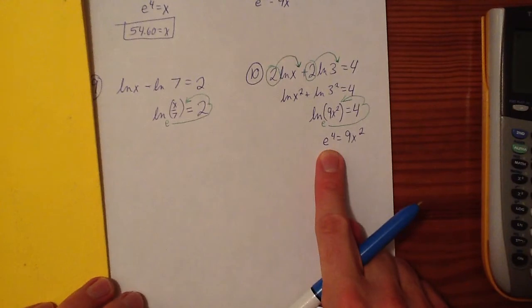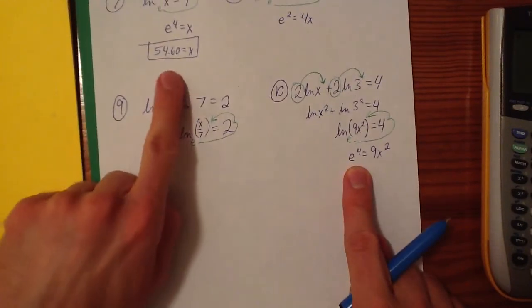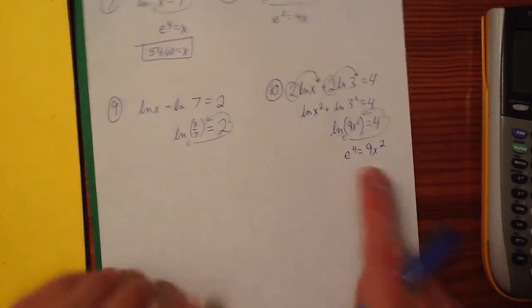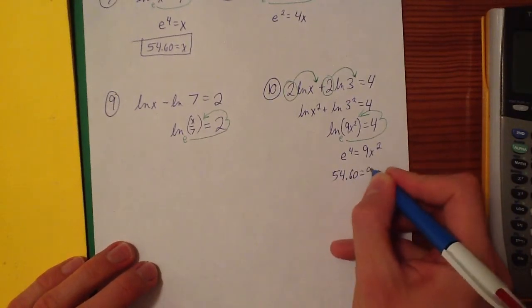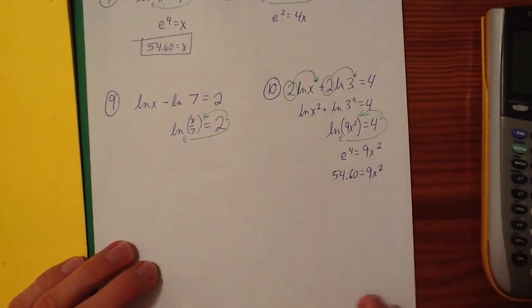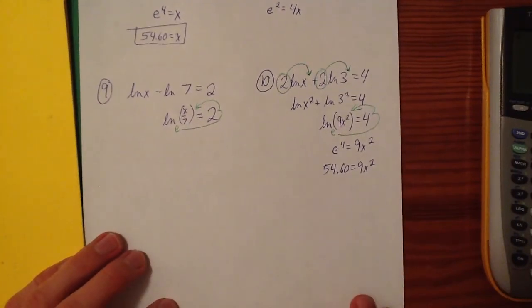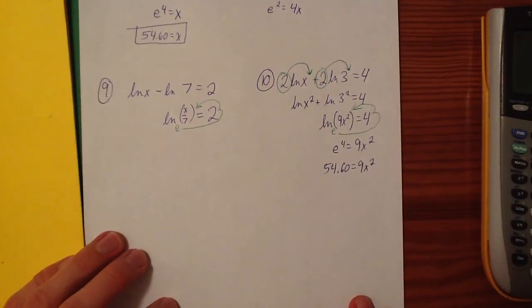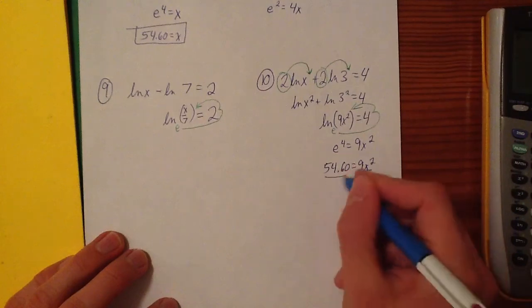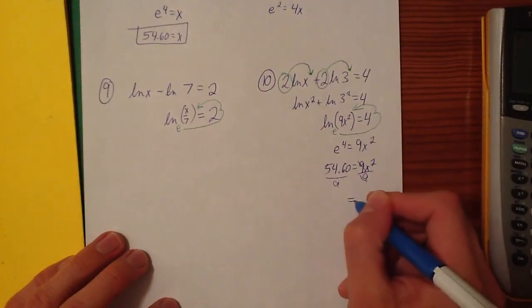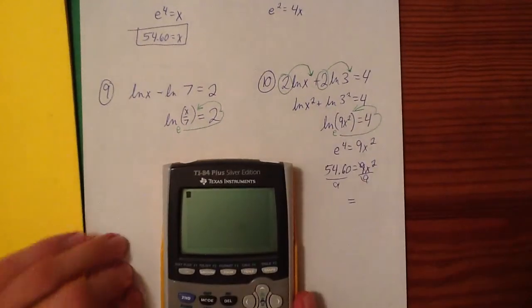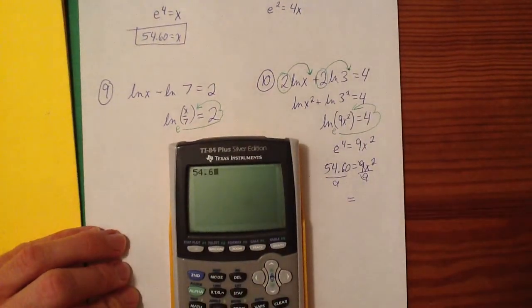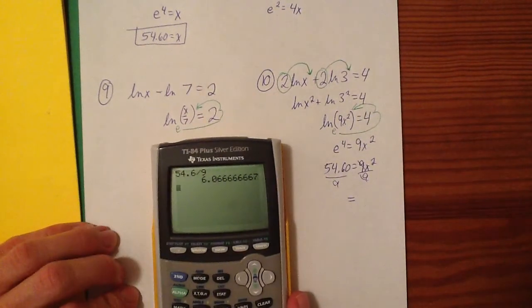You grab your calculator. I'm actually not going to waste my time because I just found out a minute ago. Okay, so it's 54.60 equals 9x squared. What now? What would you do next? You're solving for x. You got to get x by itself, so you will divide by 9. Now I do need my calculator for this. I know it's 6 and almost 0.7, but not quite. 54.6 divided by 9.